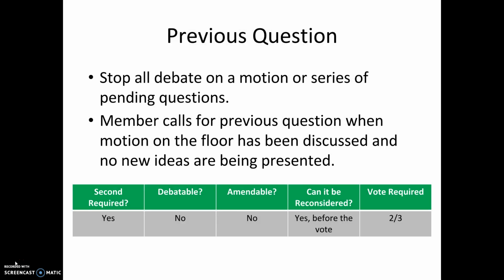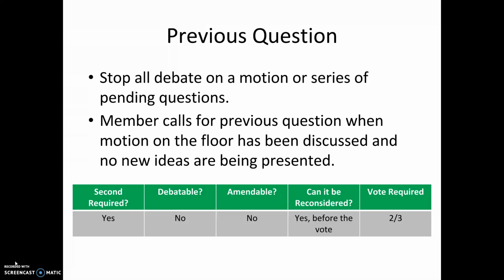Alright, previous question. Previous question stops all debate on a motion or a series of pending questions. It basically means we're going to stop debate right now and go ahead and vote. A member calls for previous question when the motion on the floor has been discussed and no new ideas are being presented. It does require a second. It is not debatable. It is not amendable. It can be reconsidered, but only before it is voted on. And it does require a 2/3 majority vote.